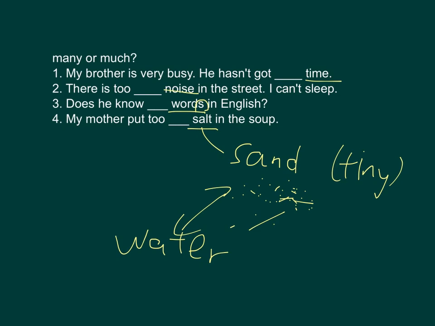Okay, so let me give you the answer. Time, we use much to describe. Noise, we use much to describe as well, because you cannot define one noise, two noise, three noise. No. Okay, it is uncountable. So words, you can say one word, two words. So of course, you can use many to describe. And lastly, salt, something like sand, we use much to describe.